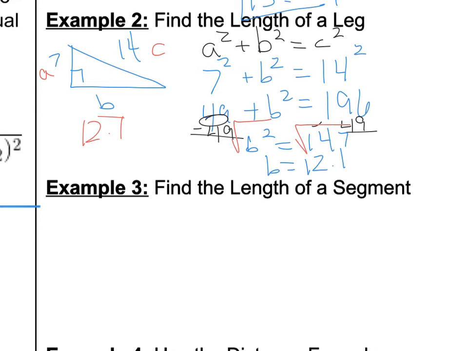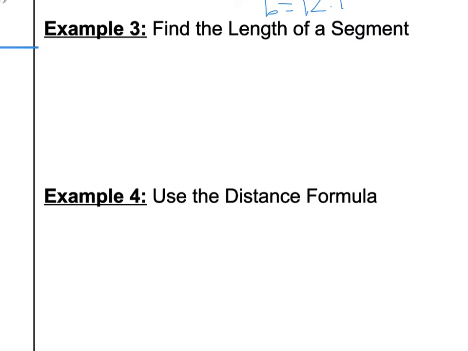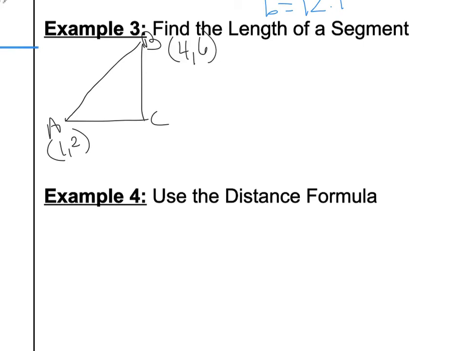Okay, now on example 3, this is slightly different. If we have a triangle and we're given coordinates, like here's point A, point B, and point C. Point A's coordinates are 1, 2 on the coordinate plane. B's are 4 and 6. C is 4 and 2.